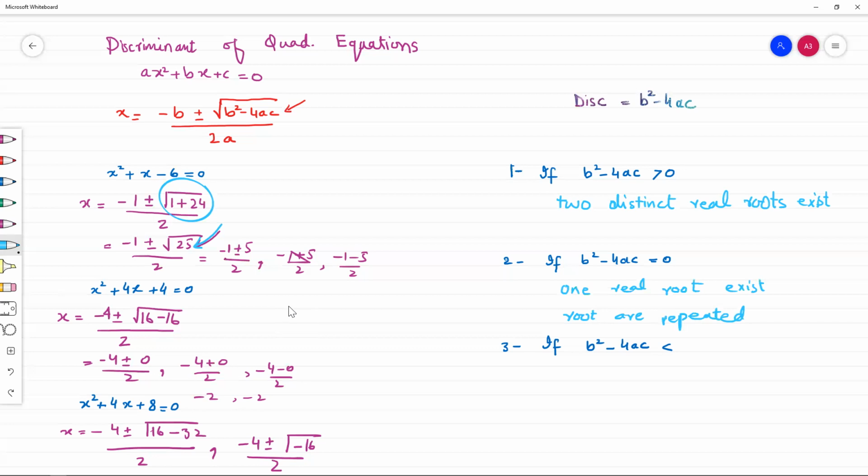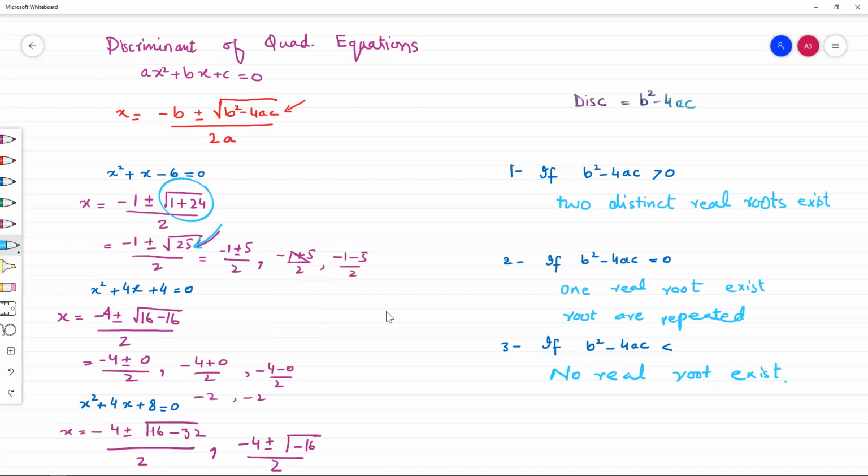So what about this thing, b square minus 4ac? If b square minus 4ac is less than 0, we can write there is no real root, or no real roots exist.